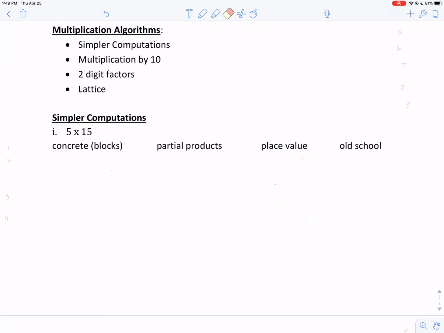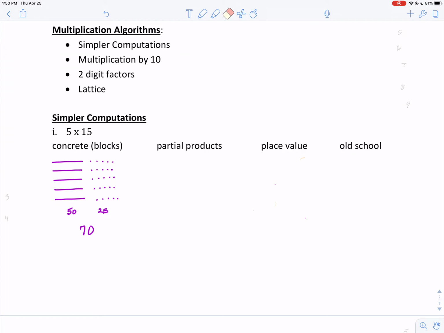Notice we're multiplying 5 times 15, so we could start by using our base 10 blocks, so that we have our 5 tens and then 5 sets of 5. So we have 50 and then 25, so that gives us 75.